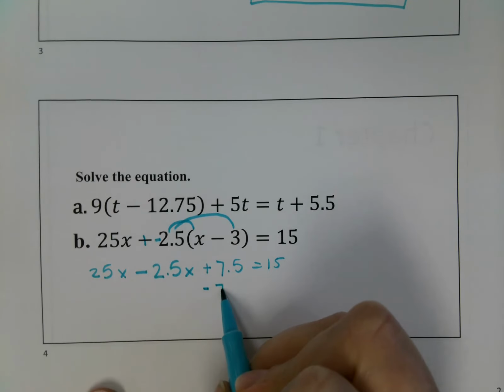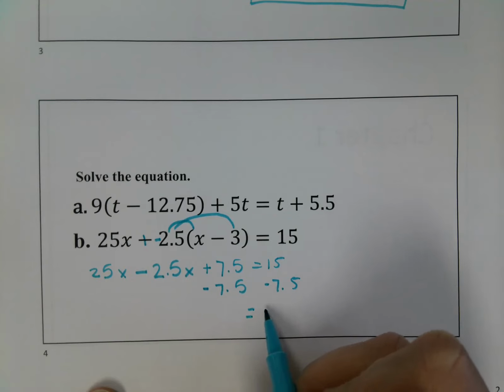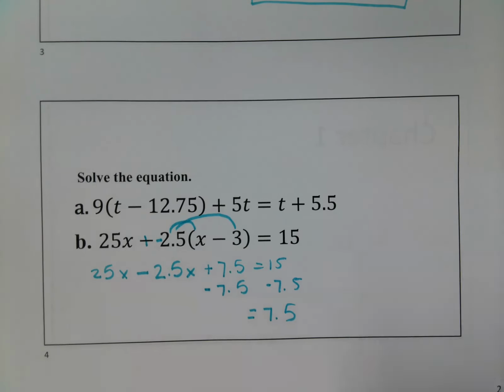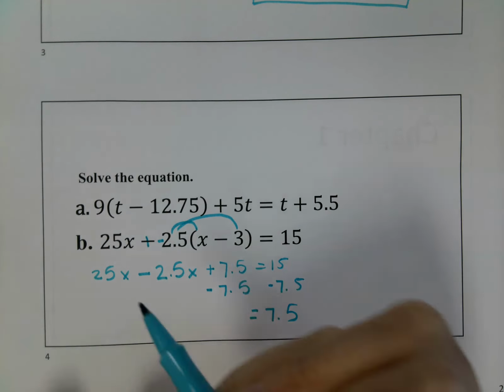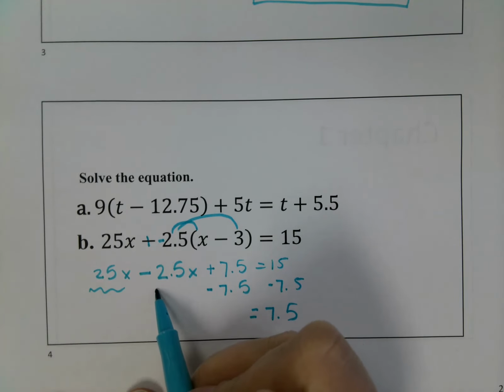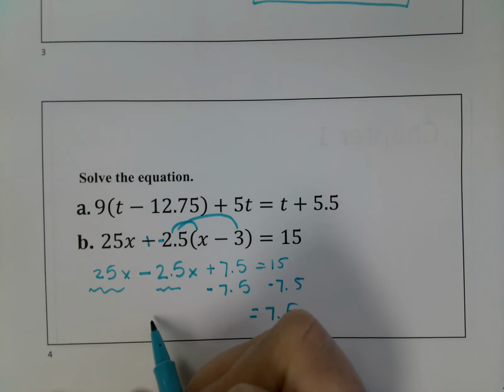I'm going to do two steps here. I'm going to subtract the 7.5 on the other side of the equation. So that would give me 15 minus 7.5 is 7.5. And I'm going to combine my like terms. So 25x and negative 2.5x. I can combine those two, leaving me with 22.5x.